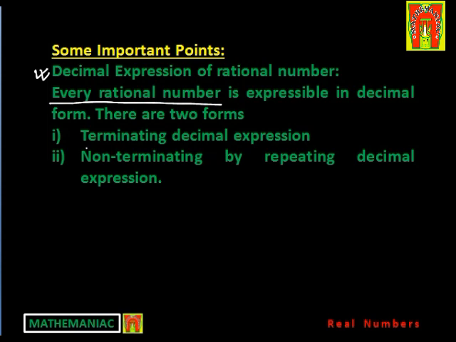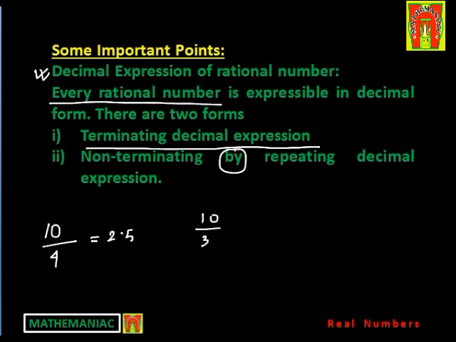There are two forms. Terminating decimal expression. Terminating means the decimal expression will be ending, finished. That means if you go on dividing, even if a decimal comes, your division will be finished. For example, if I ask you to divide 10 by 4, your division will finish like this, 2.5. But the other one, non-terminating but repeating decimal.